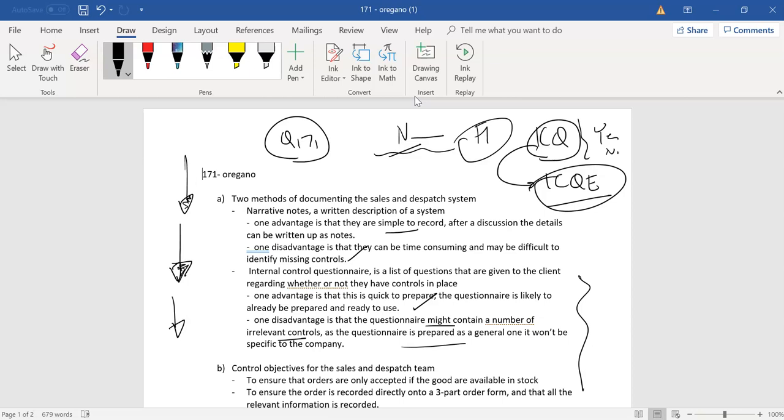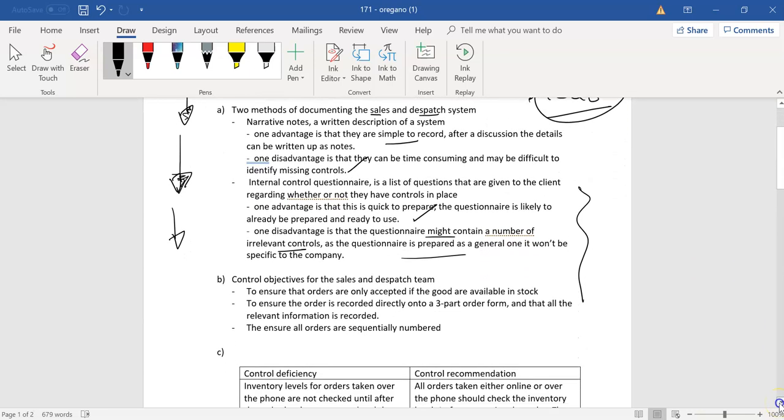So good. And this could be documenting any system, of course, right? It doesn't really matter what system we're talking about. The issue is that the system is recorded. Then the question goes on to talk about control objectives.